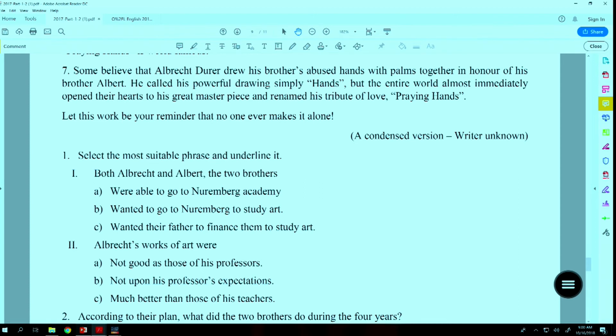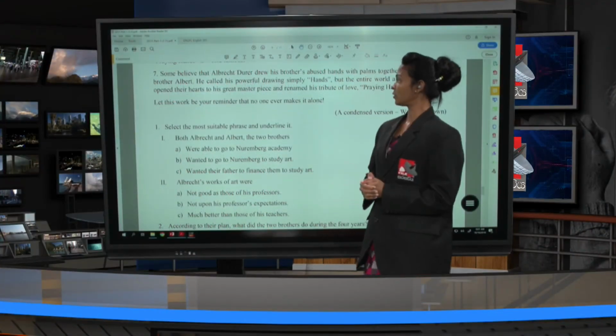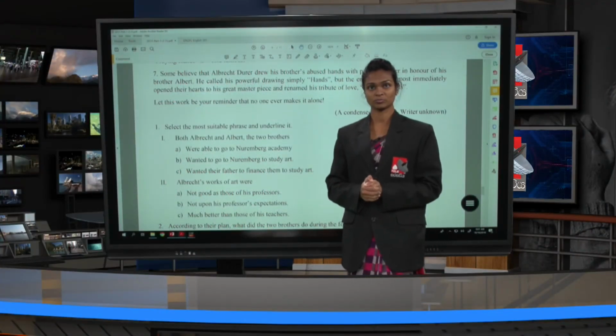But the entire world, නමුත් මුළු ලෝකෙම almost immediately opened their hearts to his great masterpiece and renamed, නැවත ඒක නම් කරුවා, his tribute of love. ඔහුගේ ආදරය වෙනුවෙන් තිබුණ tribute of love. What is the name? Praying hands. Let this work be your reminder that no one ever makes it alone. Right?